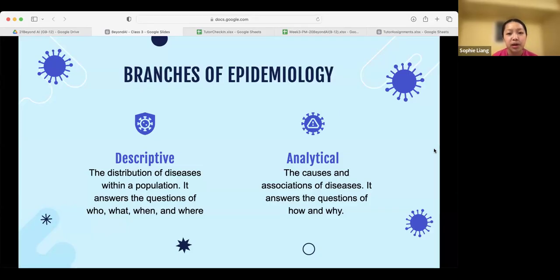So descriptive is more about the facts, like what is happening, where is it happening, who is it happening to, and when is it happening, and then analytical is more about, it's still about the facts, but it's about the causes and the reasons why. So it would answer the questions how and why. It's like the processes and then the causes and reasons. Okay.